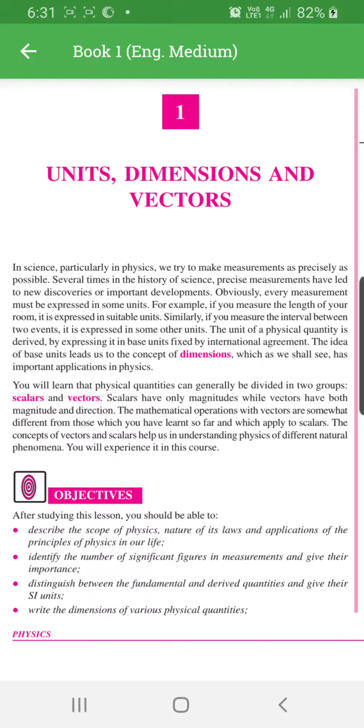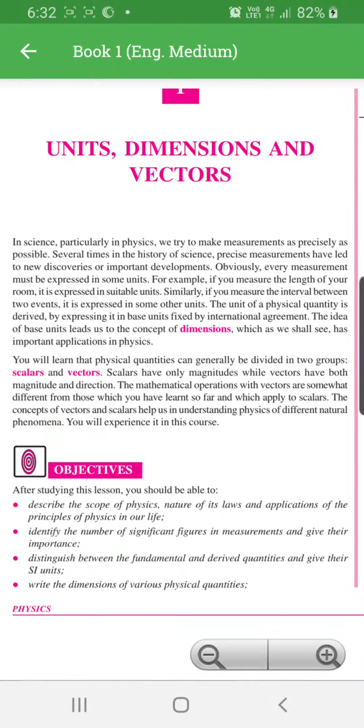You will learn that physical quantities can generally be divided in two groups: scalars and vectors. Scalars have only magnitudes, while vectors have both magnitude and direction. The mathematical operations with vectors are somewhat different from those which you have learned so far and which apply to scalars. The concepts of vectors and scalars help us in understanding physics of different natural phenomena. You will experience it in this course.